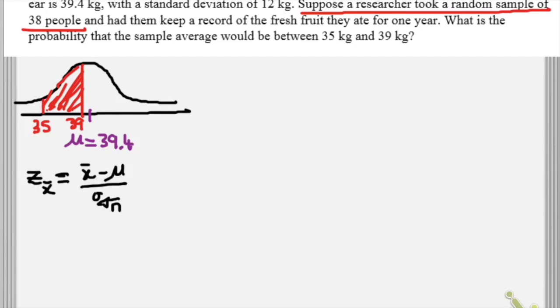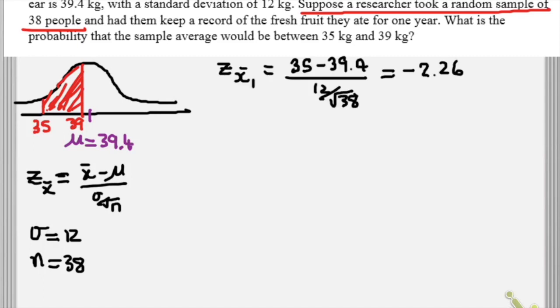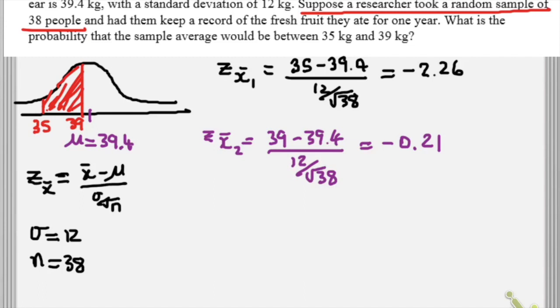The z-score for each of the means that we have, 35 and 39, we will calculate using our z-score formula as shown. And the information we need is the population standard deviation, which is 12 kilograms, and the sample size of 38. The z-score for the first value, which is 35 kg, is negative 2.26, if you use our z-score formula. And then for z sub x2 bar, it is 39 minus 39.4 divided by 12 divided by the square root of 38. That's negative 0.21. So the z-scores are fine.